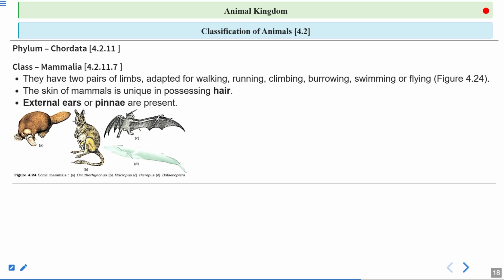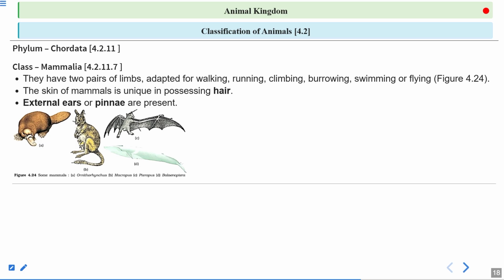But like we have talked about, the skin of mammals is unique in possessing hairs. Yes, not every mammal possesses hairs. There are whales that do not possess hair because they live in water, right? So they do not require any hairs on them.